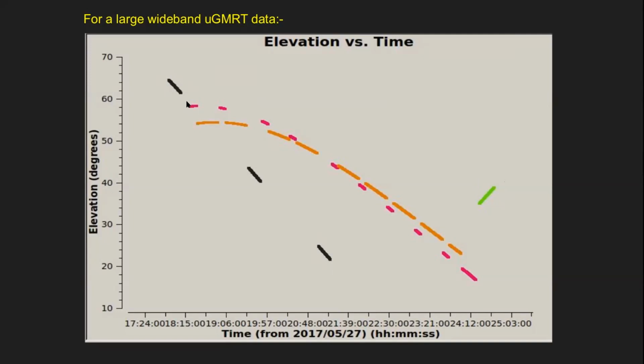So we have a scan on phase, then target again, then another phase, then another target again, like that. So this is an 8-hour synthesis observation using uGMRT at band 3, from 300 to 500 megahertz. This is just to show you how a real, long observation will look like.